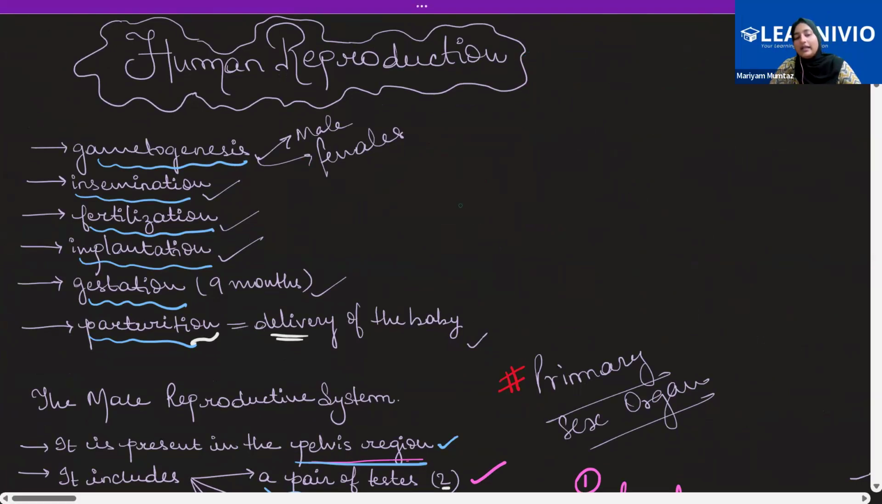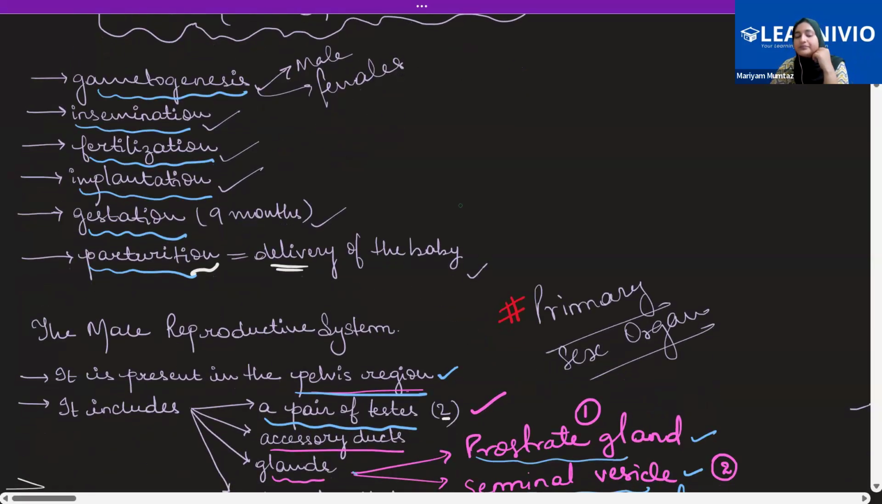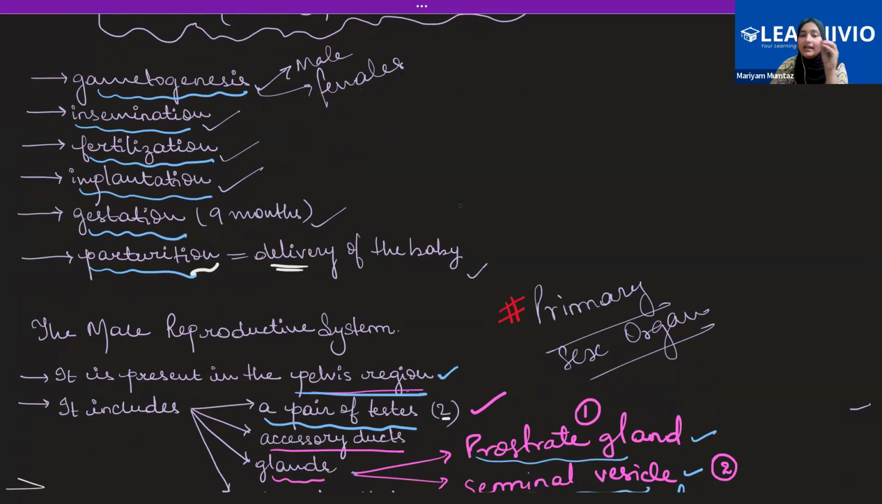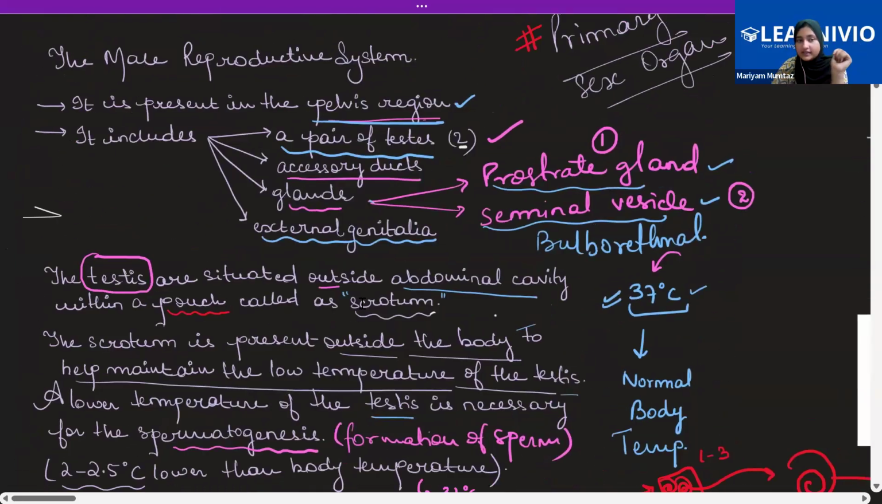Now the various things that we're going to see in this chapter are, the first one is gametogenesis, which is again the formation of the gametes. This gametogenesis we're going to see in the case of male and the case of female. Then insemination, which is the transfer of gametes in the human case. Fertilization, implantation, gestation, and ultimately parturition, which is the delivery of the baby. But before we move on to all of this, we have to study the male and the female reproductive parts. So first comes the male reproductive system.